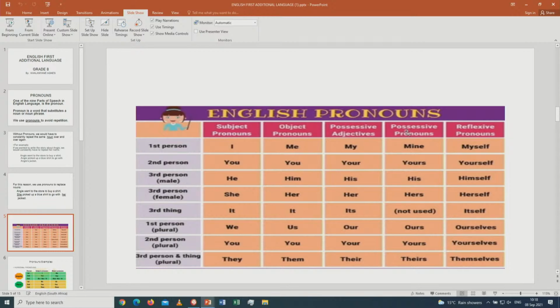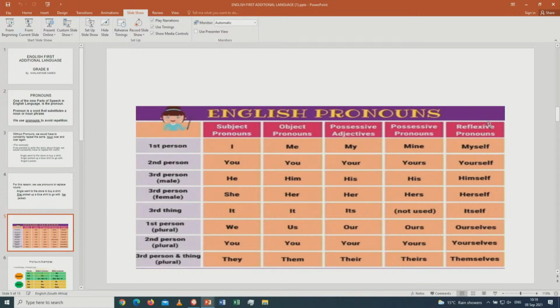And then this block, possessive pronouns. All these pronouns show that something belongs to someone. They show ownership. For the first person, we use mine. Second person singular, yours. Third person, if it's a male, his. Third person, if it's a female, hers. And we don't have anything for the third person singular form. Plural form, possessive form to show that you own something is ours. Second person, yours. Third person, theirs.